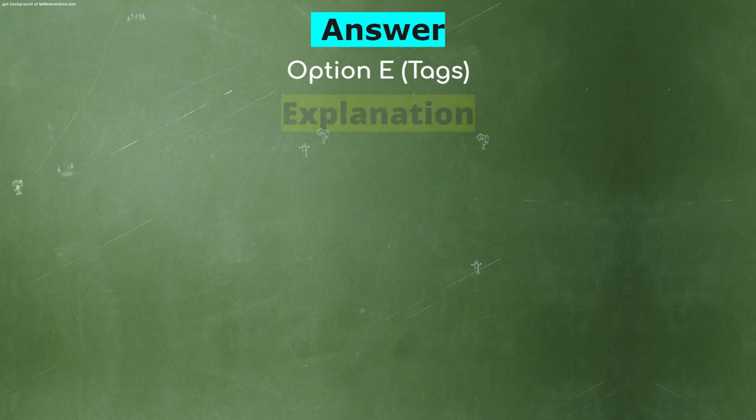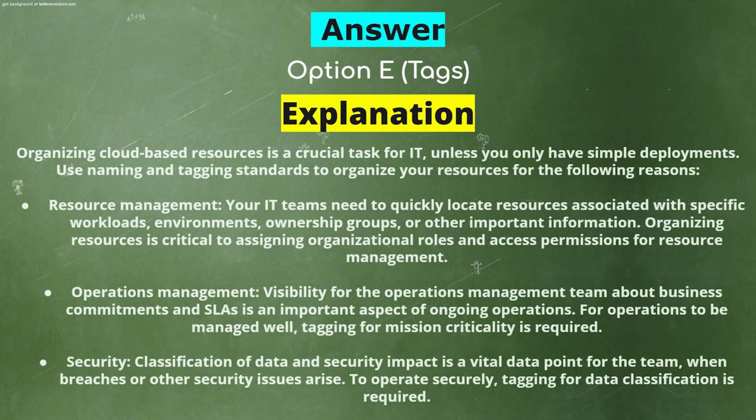Explanation. Organizing cloud-based resources is a crucial task for IT, unless you only have simple deployments. Use naming and tagging standards to organize your resources for the following reasons. Number 1. Resource management. Your IT teams need to quickly locate resources associated with specific workloads, environments, ownership groups, or other important information. Organizing resources is critical to assigning organizational roles and access permissions for resource management.